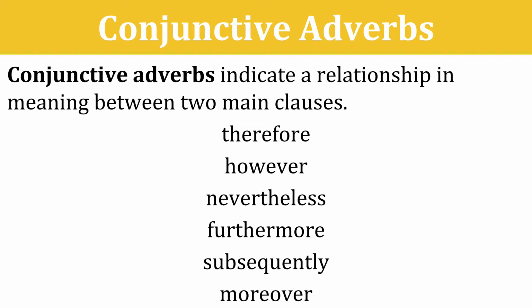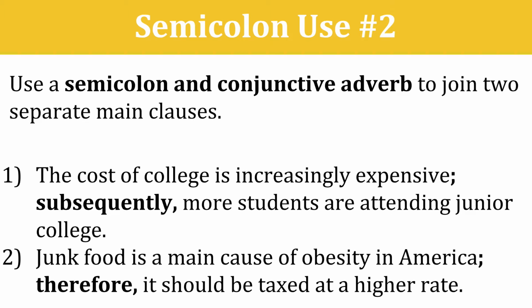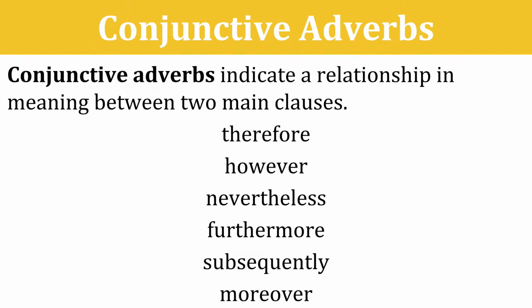Now, there are several different conjunctive adverbs that are used to indicate relationship in meaning between those two main clauses, and some of the more common ones are therefore, however, nevertheless, furthermore, subsequently, and moreover. So whenever you see these words, you want to be thinking, are they pulling together two main clauses? And if so, you know you need the semicolon before it and the comma after it. And if you look back at these examples, each one starts with the semicolon and ends with the comma.